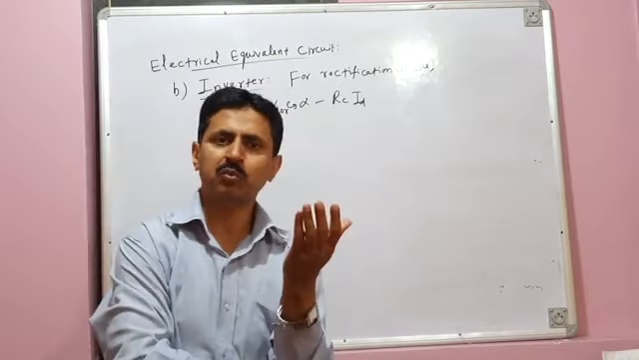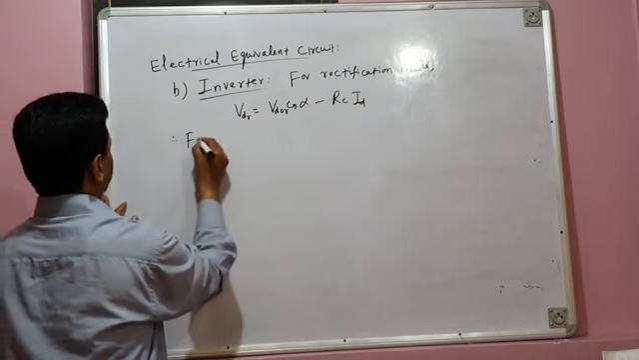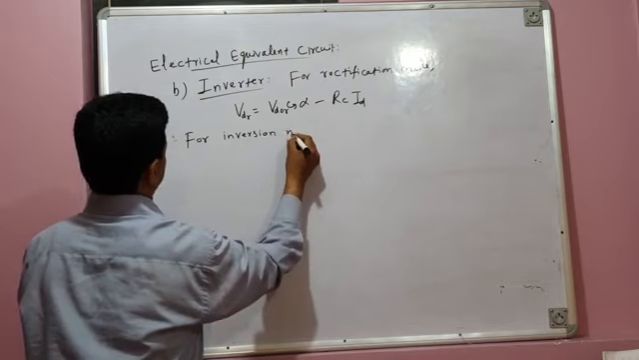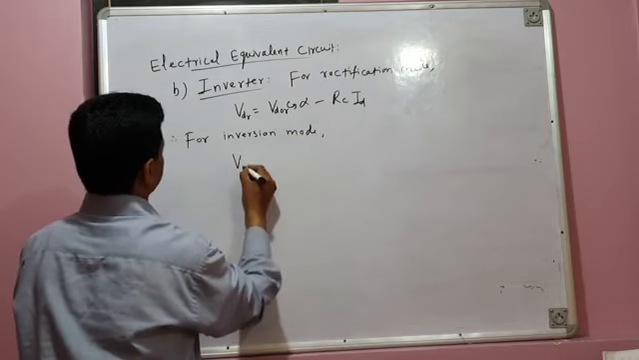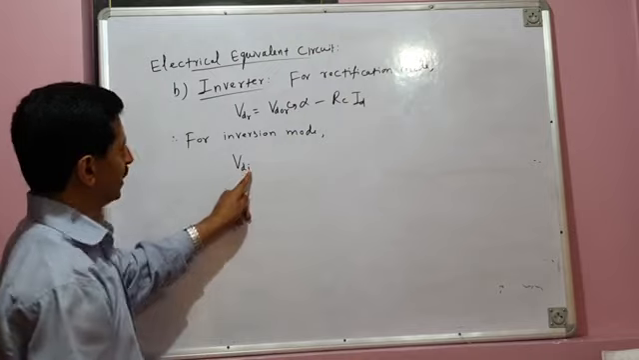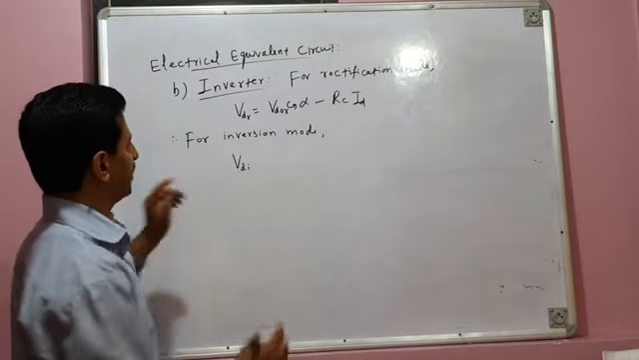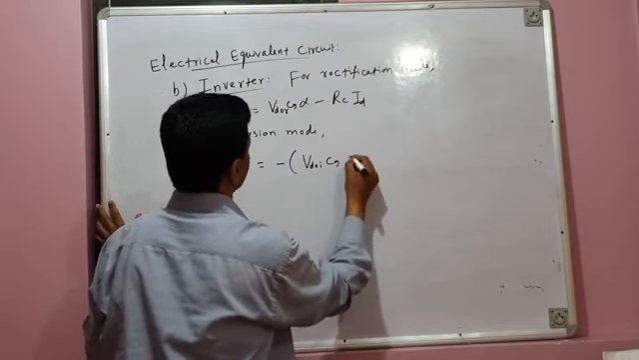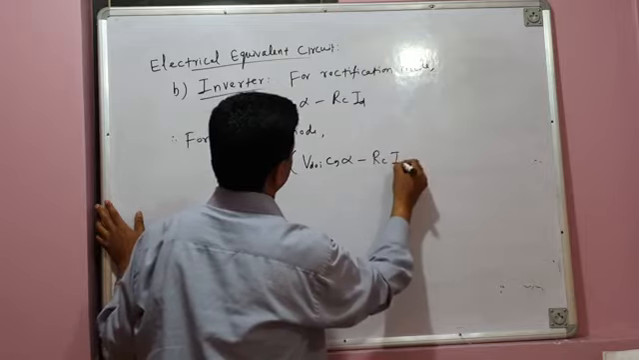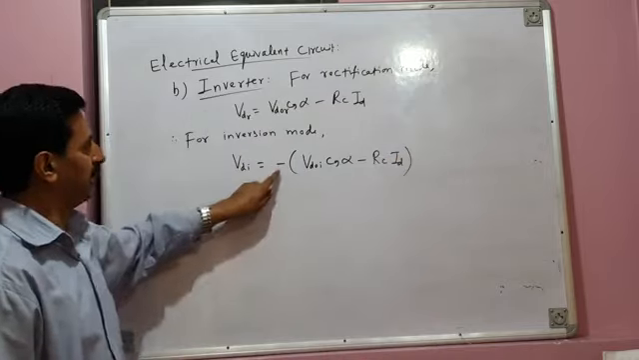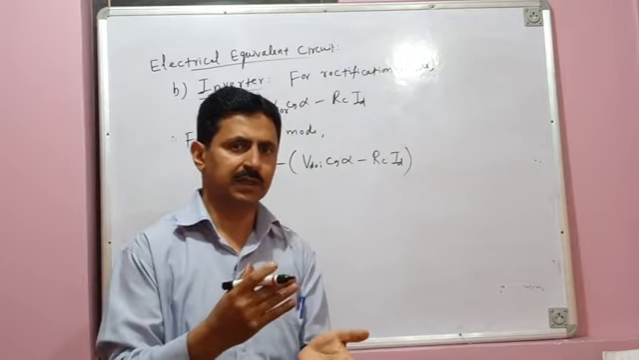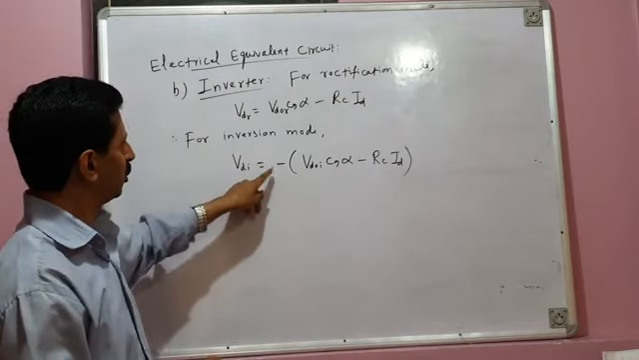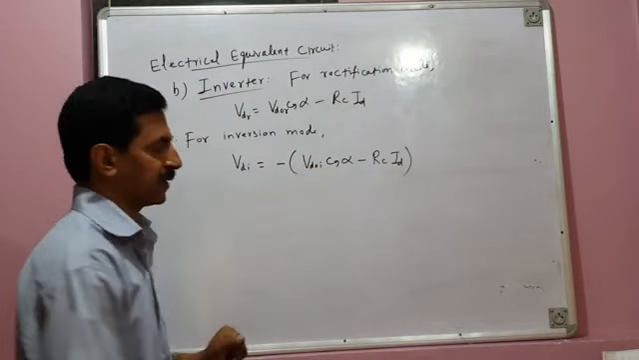So therefore for inversion mode, VDI, converter average output voltage, subscript R means rectifier, I means inverter. So it is equal to minus VDOI cos alpha minus RC ID. Same equation but minus, because inverter output voltage is opposite to rectifier output voltage. Okay, so VDI is equal to minus times VDOI cos alpha minus RC ID.